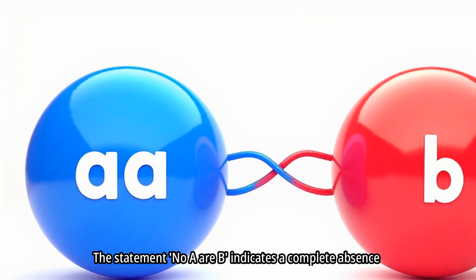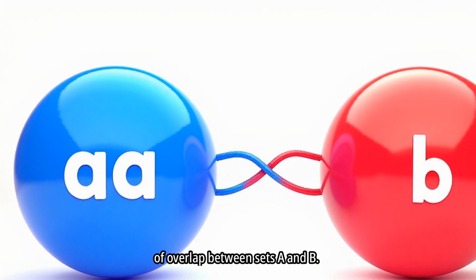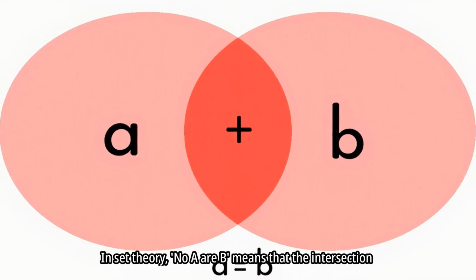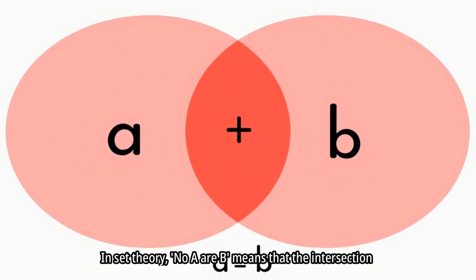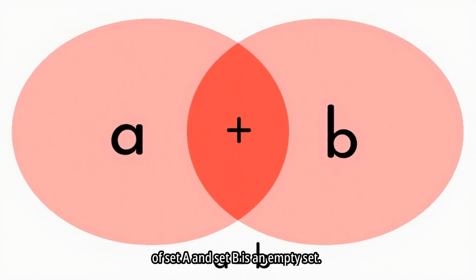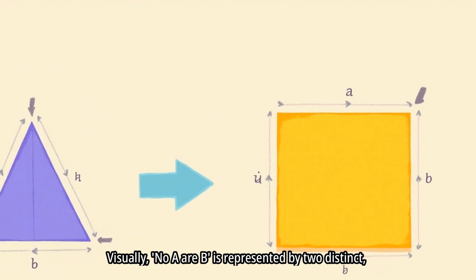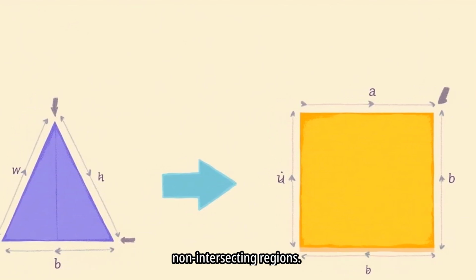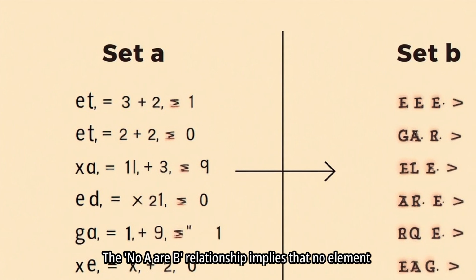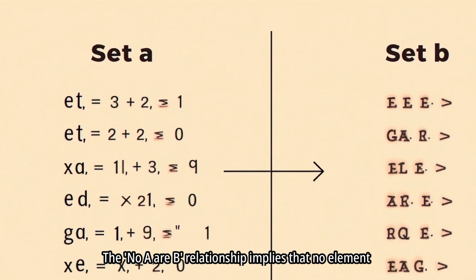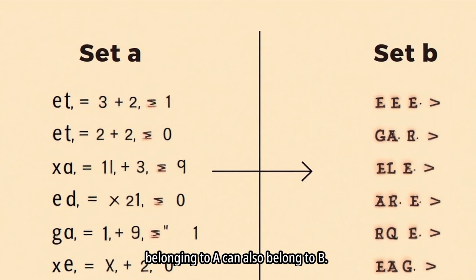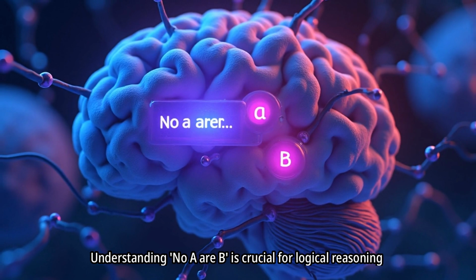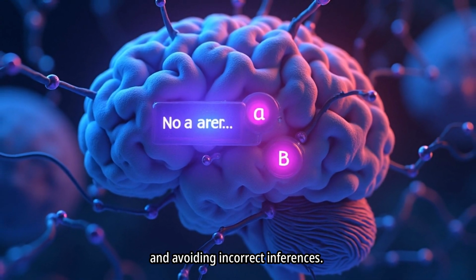The statement no A are B indicates a complete absence of overlap between sets A and B. In set theory, no A are B means that the intersection of set A and set B is an empty set. Visually, no A are B is represented by two distinct, non-intersecting regions. The no A are B relationship implies that no element belonging to A can also belong to B. Understanding no A are B is crucial for logical reasoning and avoiding incorrect inferences.